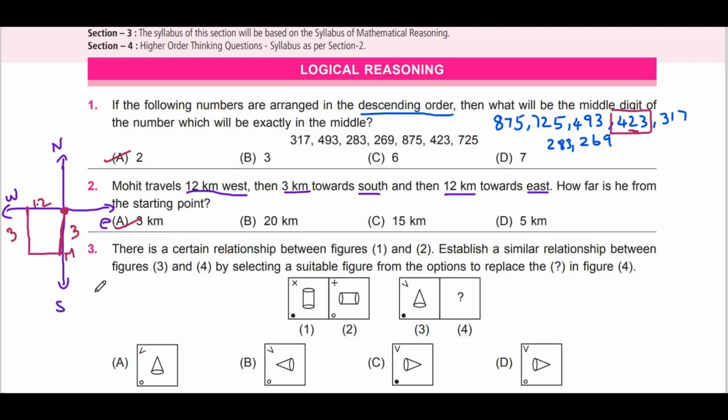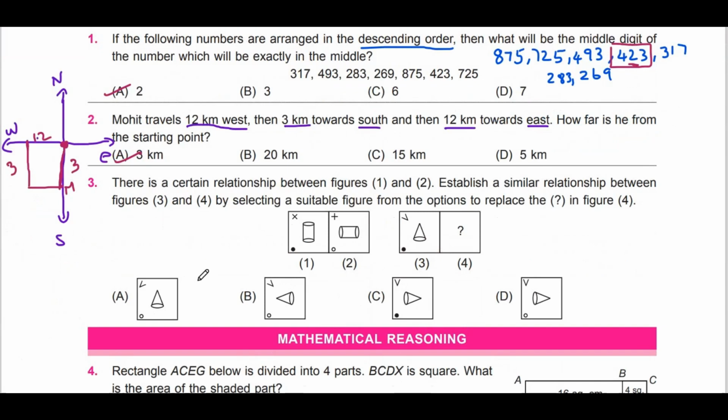Now let's see the third question for today, which is: there is a certain relation between figure 1 and figure 2. Establish a similar relation between figure 3 and figure 4 by selecting a suitable figure from the options to replace the question mark in figure 4. So this is also a little logical thinking, with a little bit of thinking out of the box. So let's see what is given in figure 1 and 2. They have told there is some relation between figure 1 and 2, and the same relation has to be maintained with figure 3 and figure 4.